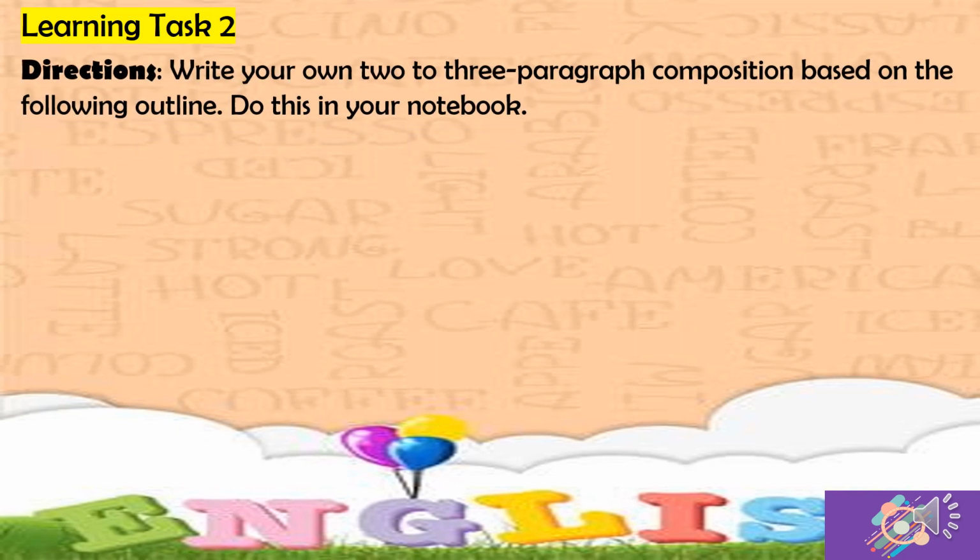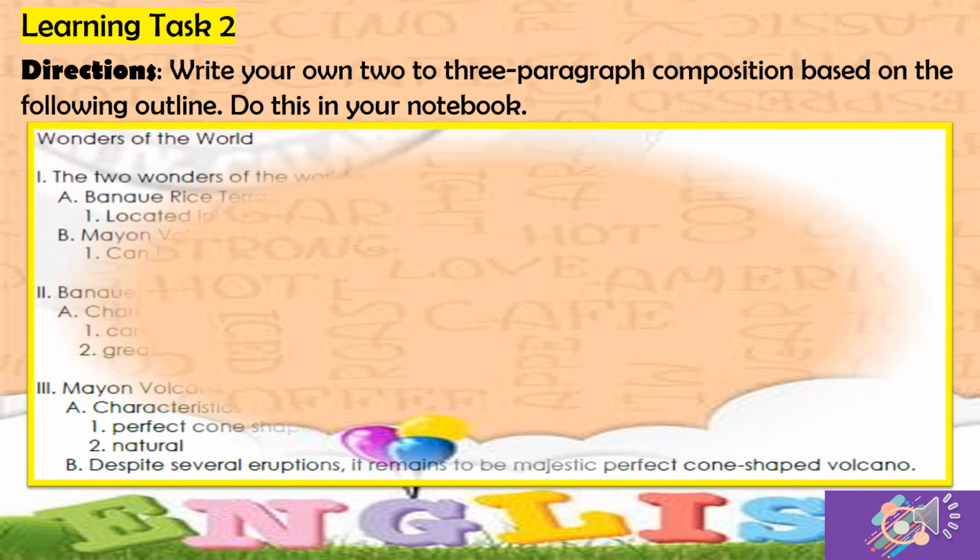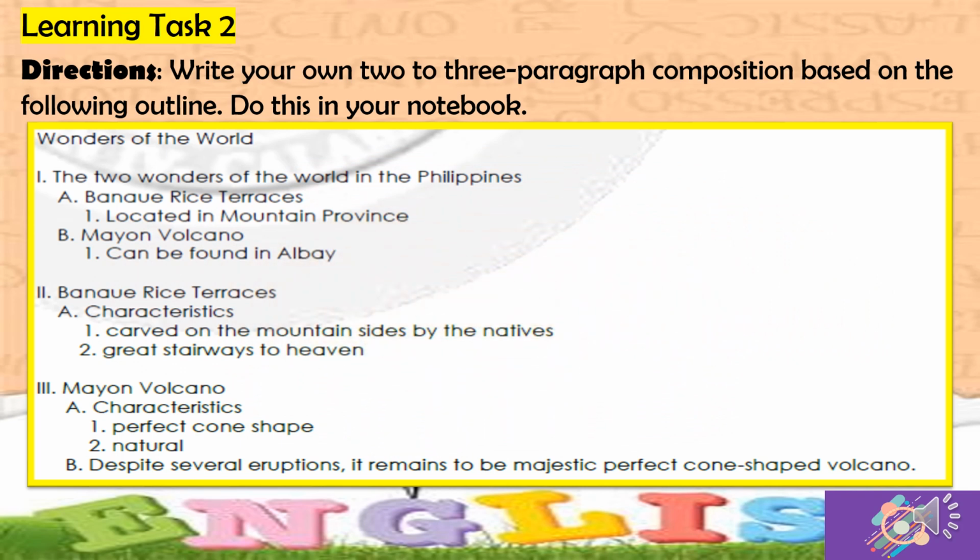Let's move on to learning task number 2. So directions, write your own 2 to 3 paragraph composition based on the following outline. Do this in your notebook. So we have the outline as the wonders of the world. So for Roman numeral number 1, the 2 wonders of the world in the Philippines. So we have letter A, Banawe Rice Terraces, and letter B, Mayon Volcano.